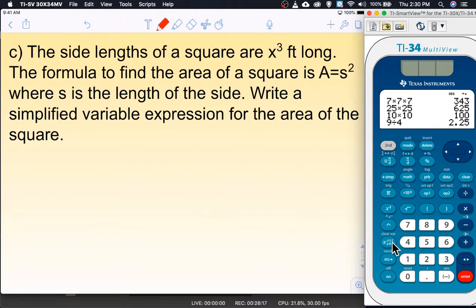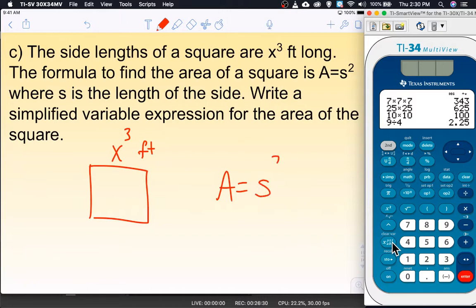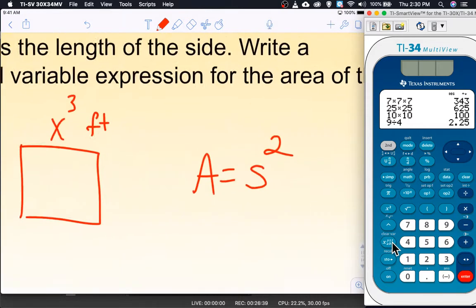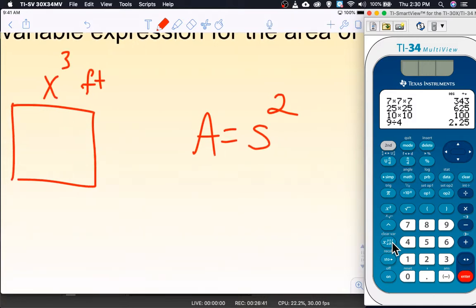All right, so let's see here. It gives me information. It says the side lengths of a square are x cubed, so each side is x cubed feet. It then tells me the formula for area. Write a simplified variable expression for the area of the square. So if I plug in the side length for s, that's what you would do. After you have a formula, you plug in the information you know.